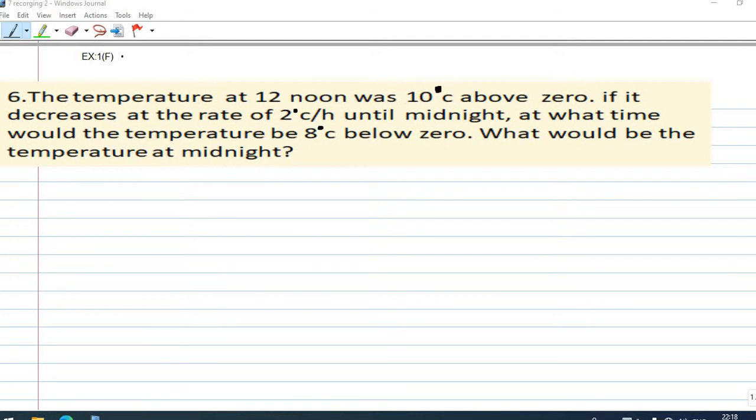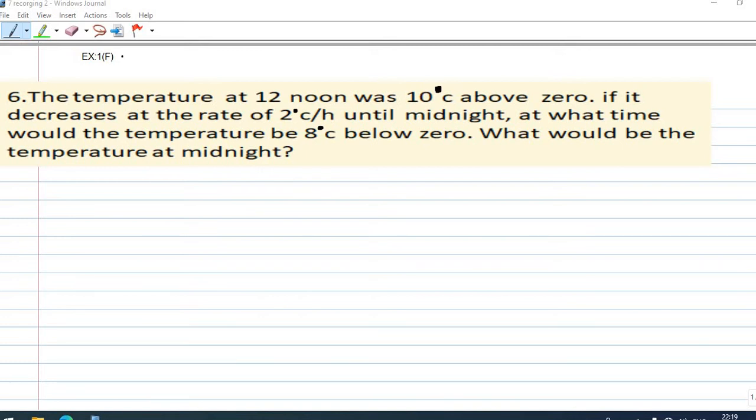If it decreases at the rate of 2 degrees Celsius per hour. Each hour it is reducing 2 degrees Celsius, until we have to calculate for midnight. Got it? At what time would the temperature be 8 degrees Celsius below 0? As well, what would be the temperature at midnight?